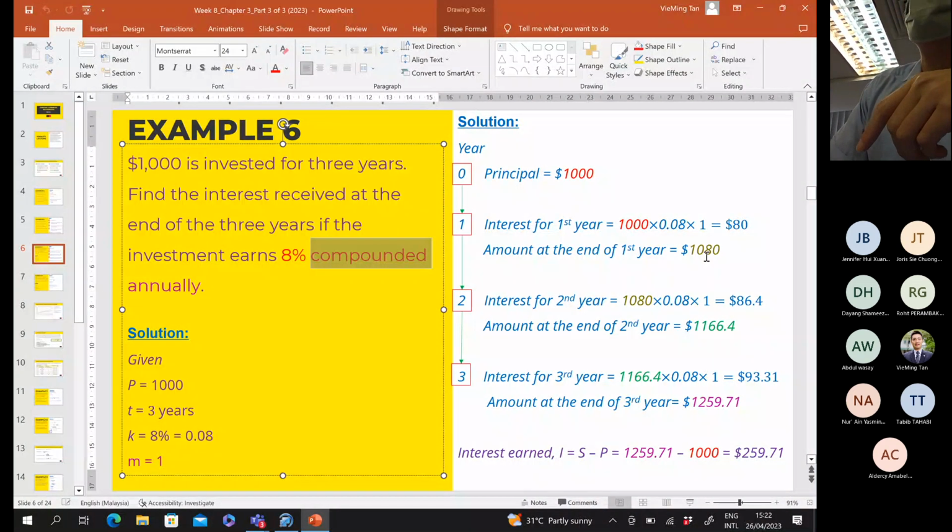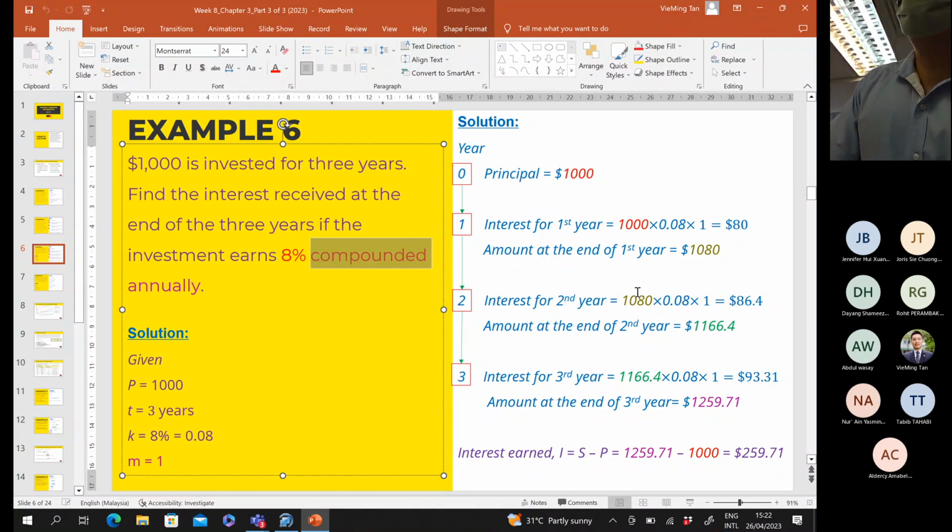Okay, right. Then how about year 2? How much is the interest earned? Don't forget, for compound interest, we have to include the principal and also the interest earned from the previous year for calculating the interest earned. So now you may find that you have to use 1,080. You cannot use 1,000 anymore, because compound interest also has to consider the interest earned from the previous period.